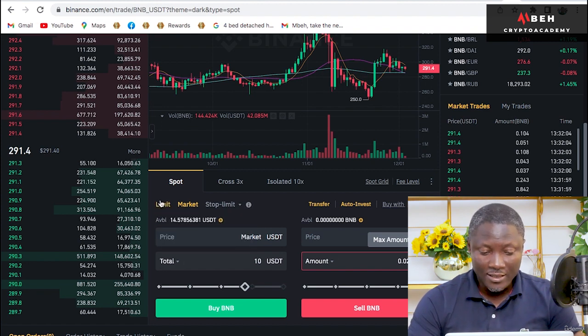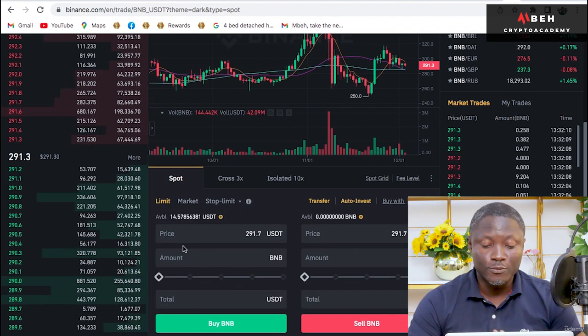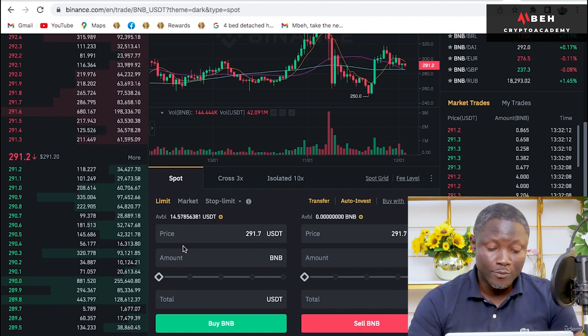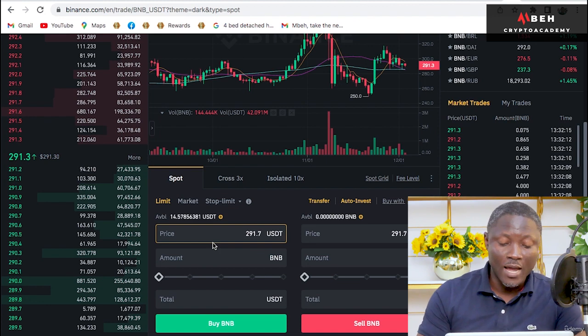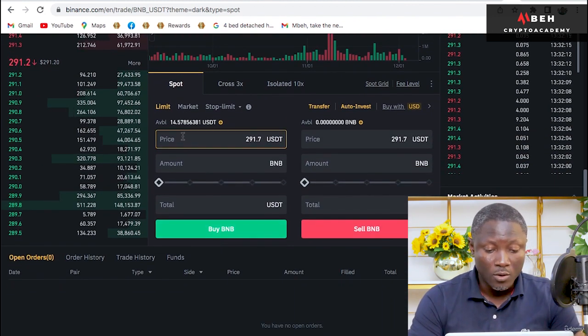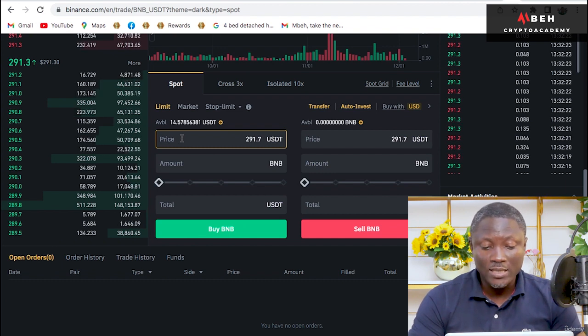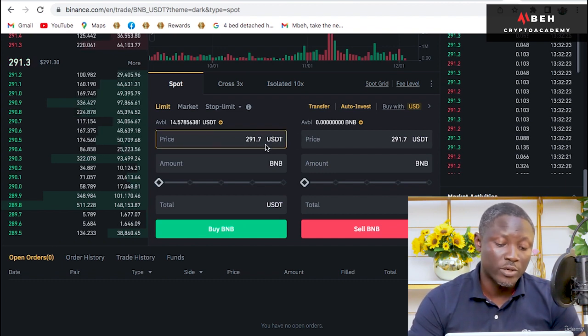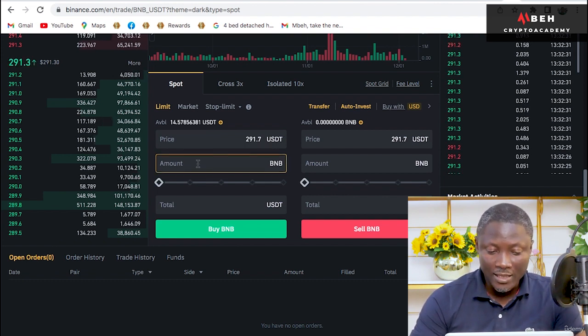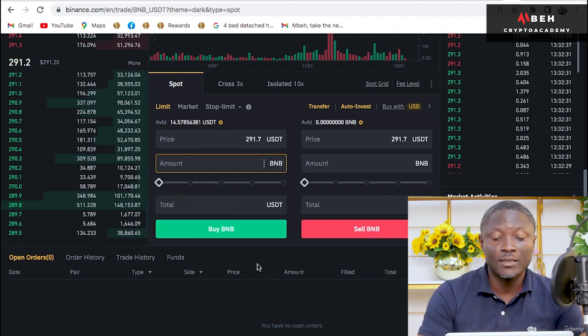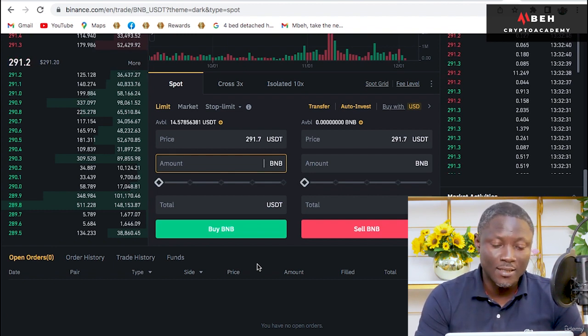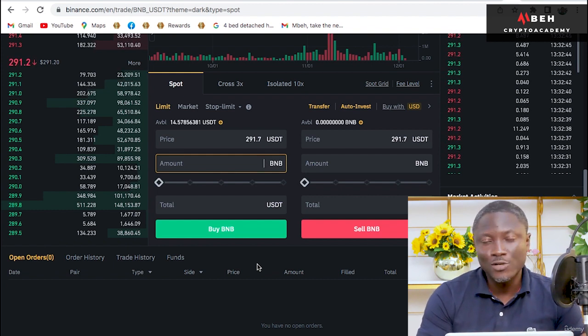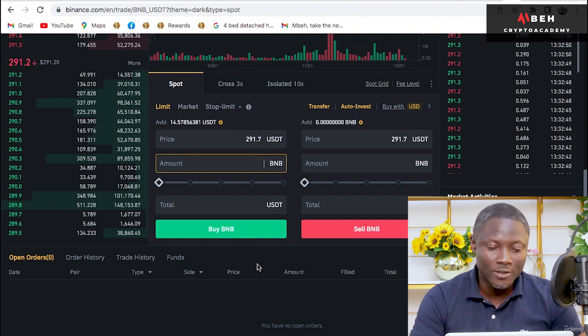You also have another thing that is very, very important: the limit. This limit here enables you to set up your account such that maybe you want to buy a particular token at a set price. Let's say the price now is 291.7, you might actually want to buy at 281.7. So you set up a limit. You put a limit amount and the total you want to spend, and you click on buy. Immediately the market arrives at that limit order, it will execute that transaction and you have your money deposited into your spot trading account.